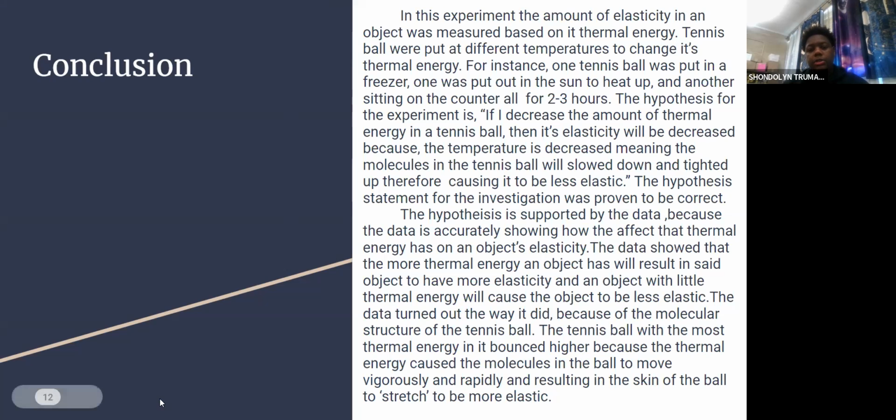This is my conclusion. In this experiment, the amount of elasticity in the object was measured based on its thermal energy. Tennis balls were put in different temperatures to change their thermal energy. For instance, one tennis ball was put into a freezer and one was put in the sun to heat up, and another was sitting on the counter for 2 to 3 hours. The hypothesis is supported by this data because the data accurately shows the effect of thermal energy on an object's elasticity.